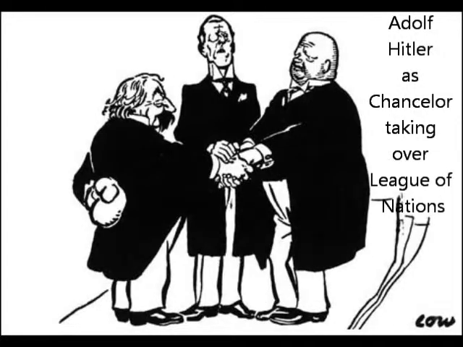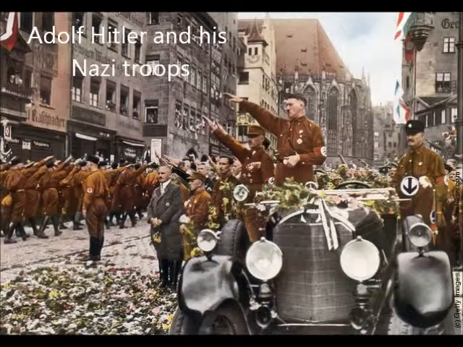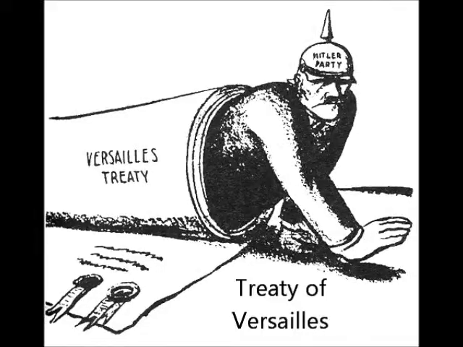After running for office and losing, Hitler took matters into his own hands and forced power. He illegally expanded into the Rhineland, removed the League of Nations, all with the help of his Nazi supporters. Hitler also used the Treaty of Versailles as propaganda to get some of Germany's support.